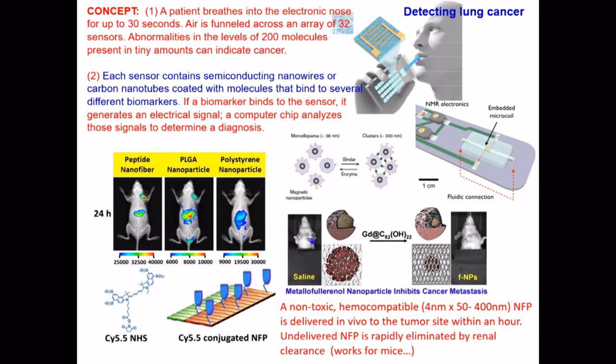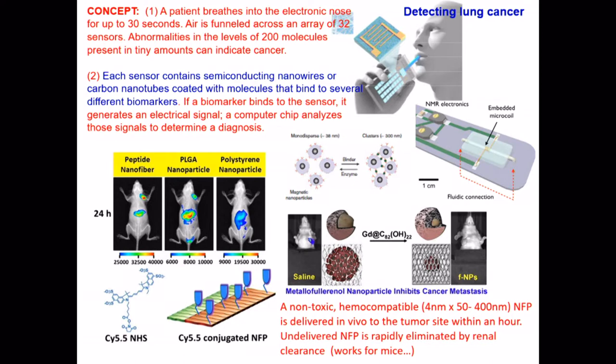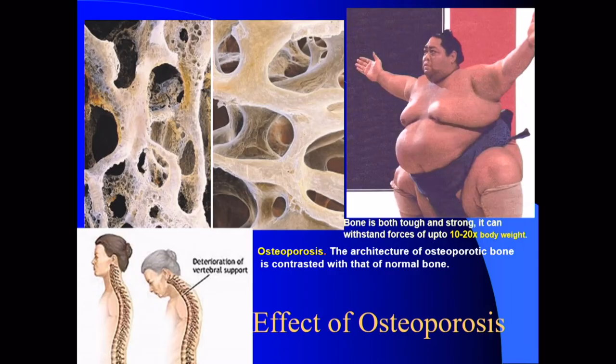Also, the same sensing device they are able to make with carbon nanotubes, and with a nanofiber they are able to check with a mouse, and now human trial is in process from an Israeli group. Again, based on carbon.